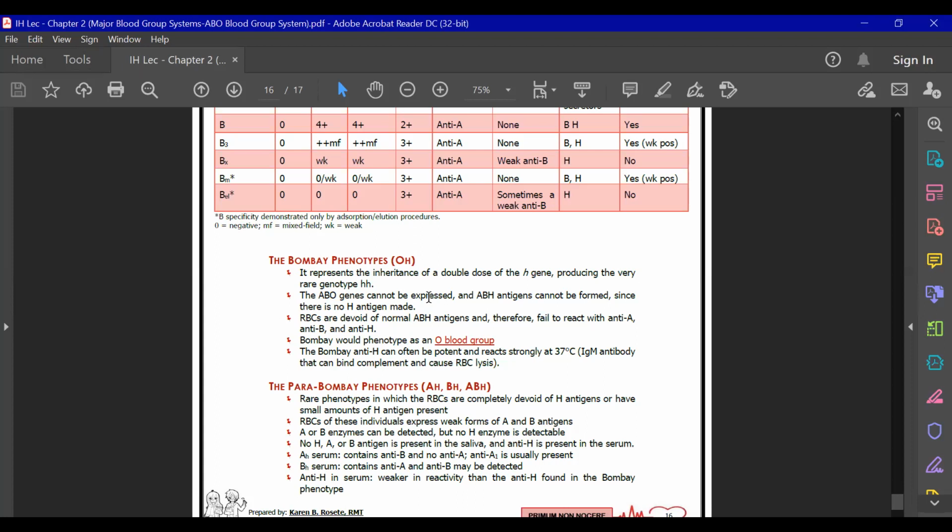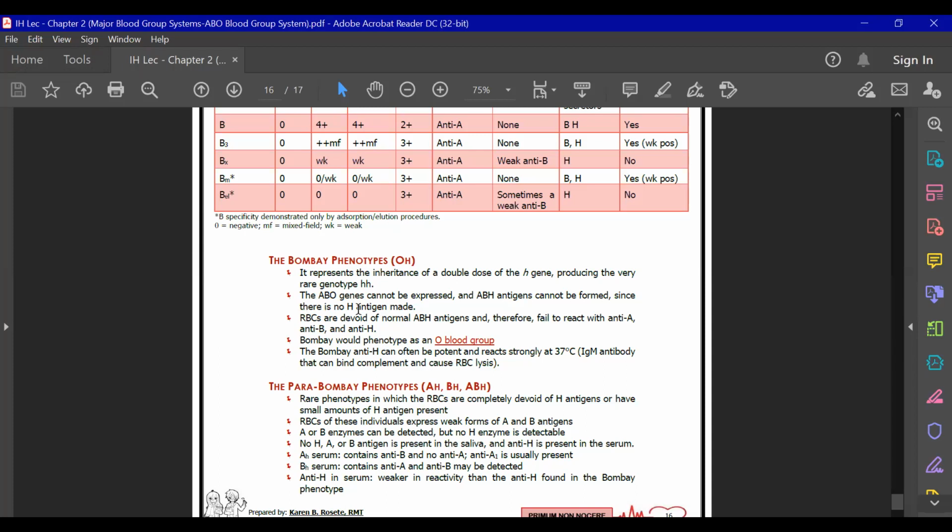So the ABO genes cannot be expressed in this phenotype, and the ABH antigens cannot be formed. Since the ABO genes cannot be expressed, and we have an inheritance of hh, the amorph or silent gene h, ABH antigens cannot be formed on the red cells. hh means no detectable antigen product; no H antigen is produced, which is why we have no A and B antigens, aside from having no H antigen. So in your Bombay phenotype, no A, B, H antigens are present on the red cells of these individuals.